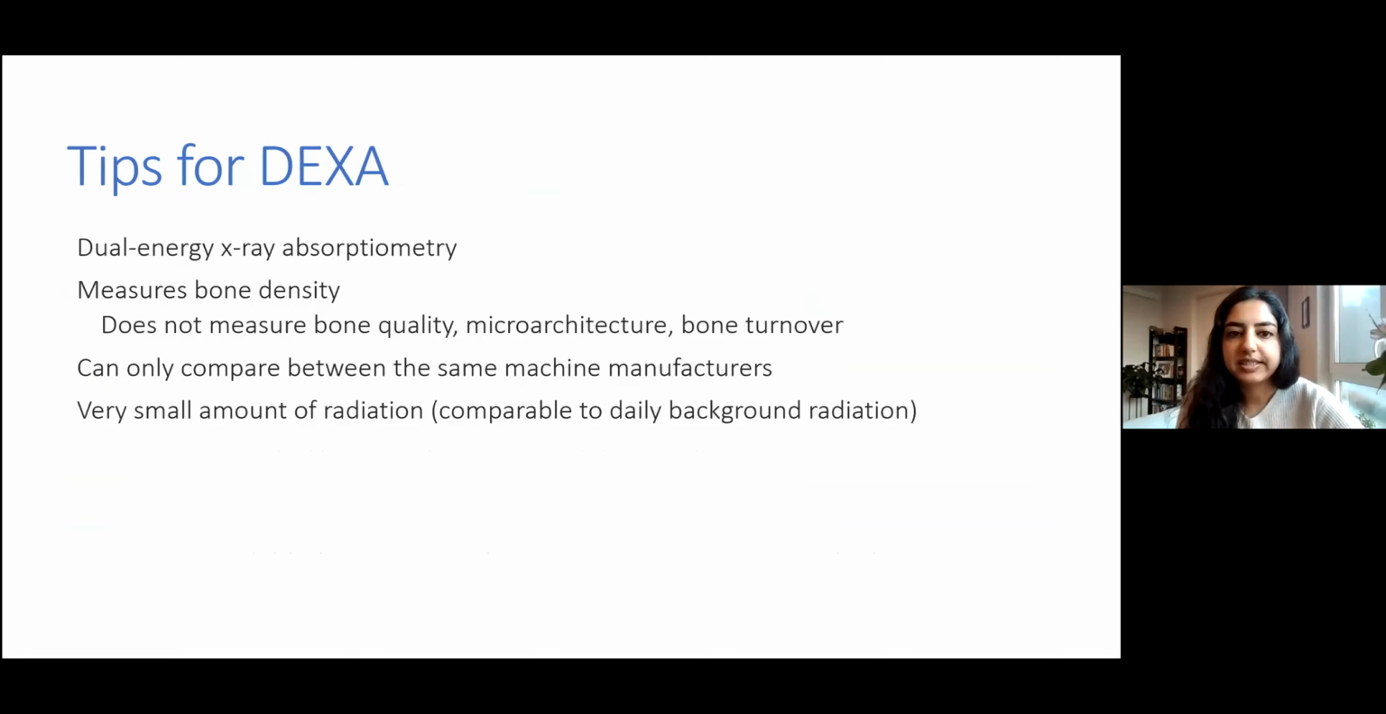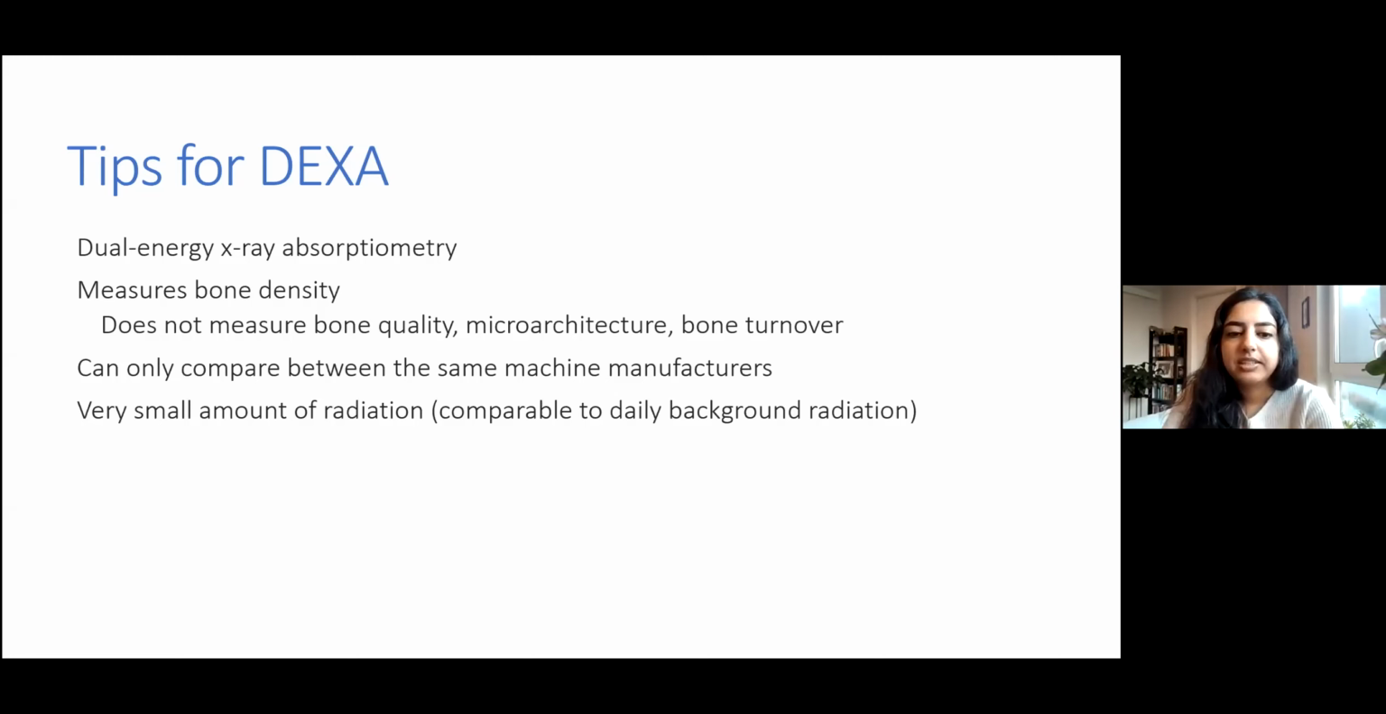So some notes about DEXAs. A DEXA is a dual-energy X-ray absorptiometry. DEXAs measure bone density, but they don't measure bone quality, bone microarchitecture, or bone turnover. And when you're comparing between DEXAs, you can only effectively glean anything when you compare DEXAs obtained by the same machine manufacturer. There are two machines that we use at UW Medicine, a Hologic and one other type. You have to check the manufacturer if you're trending DEXAs.